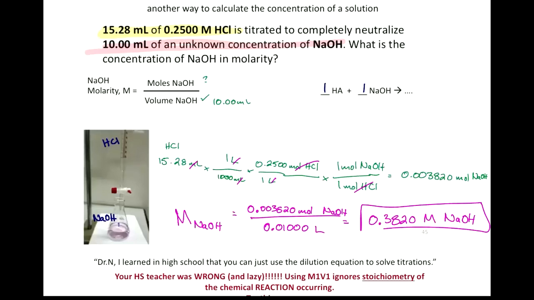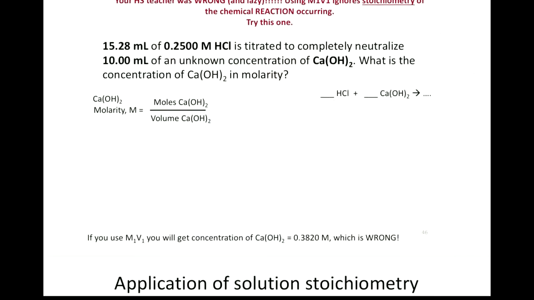But let's try it in this question. It's the same setup where we have the same volume of acid, we titrate it completely, and we neutralize an unknown concentration of calcium hydroxide. What is the concentration of calcium hydroxide in molarity? So let's balance the chemical equation. Is this a 1-to-1 ratio? No, it's not. It is a 2-to-1 ratio. We need 2 moles of HCl to neutralize it.